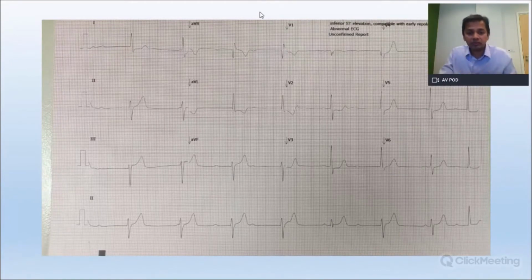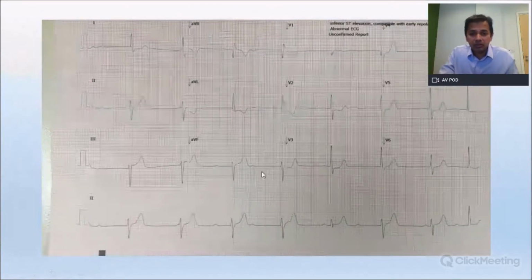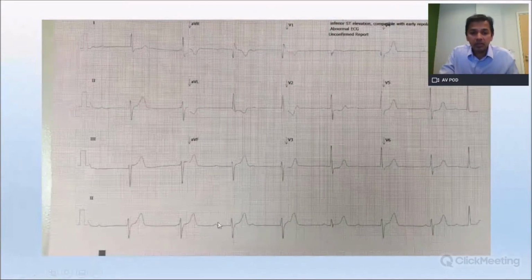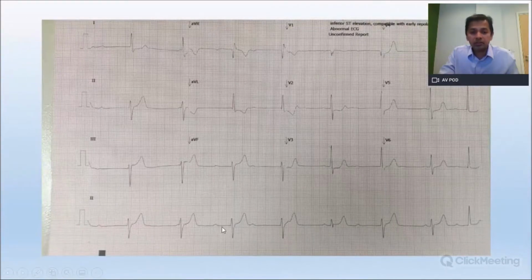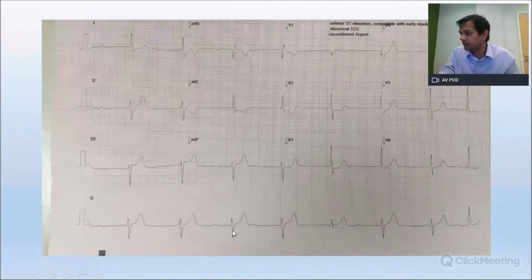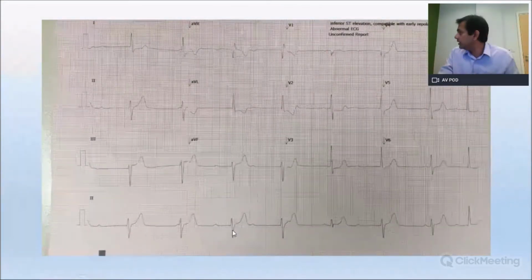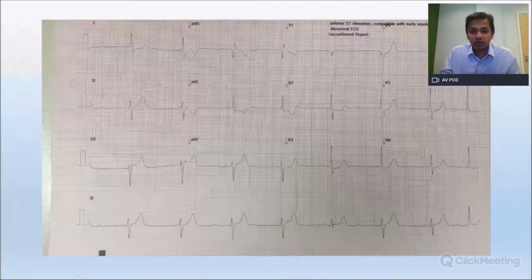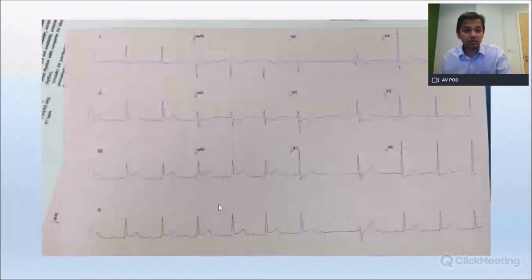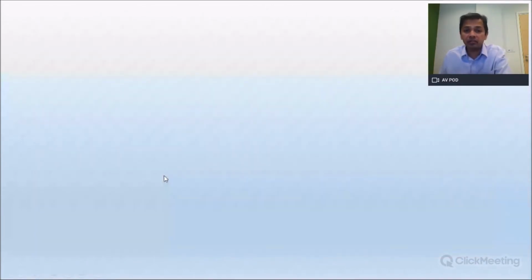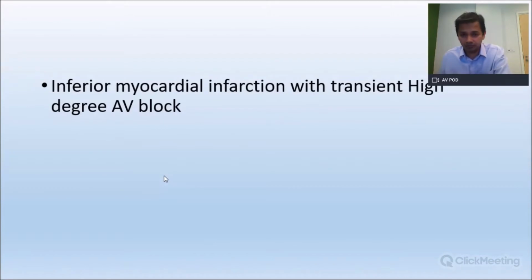But what is obvious, if you look at the P wave and the QRS, is that there's a dissociation between the P wave and QRS. So this patient has a high degree AV block. The emergency doctor repeated the ECG, and now you can see there's an obvious ST up in the inferior leads. So this patient had an inferior myocardial infarction complicated with a high degree AV block.